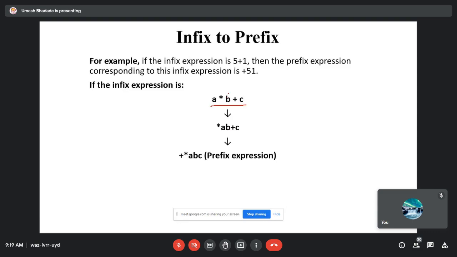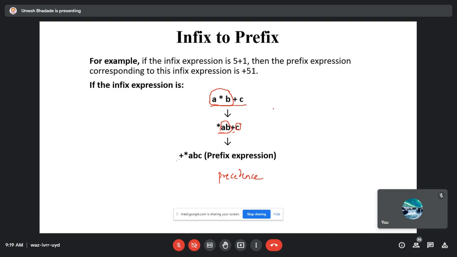What we want is that the operator which is in between the two operands should precede the operands, and that's why I have written A star B as star AB. Now this is considered as one operand and this is considered as the other. In between these two, again there is an operator, so that operator will come first. So this expression will become plus star ABC. Definitely there will be the rule of precedence, no doubt, but since we are doing it manually, by observation I am doing that star will be done first and then addition.